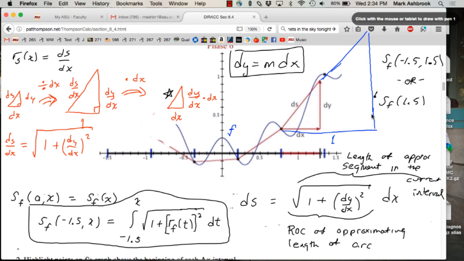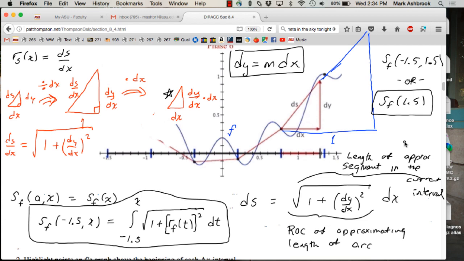It means that value of the length. So we can give an answer even though we don't know the number, right? What's the length of this curve? Well, it's S sub f of 1.5, where S sub f is this function over here. So it's very convenient in that way.